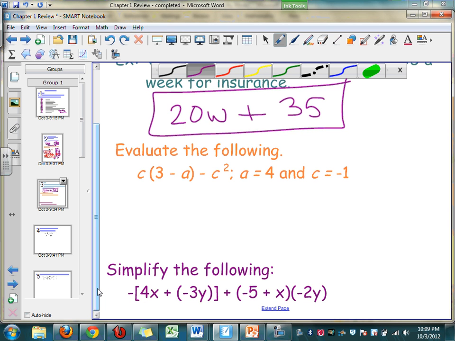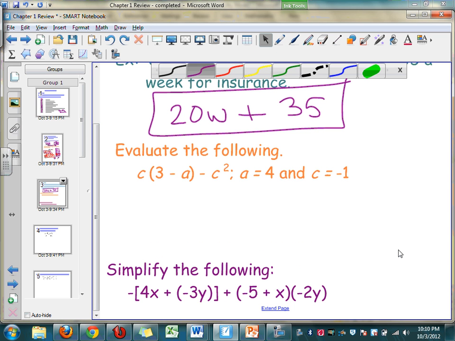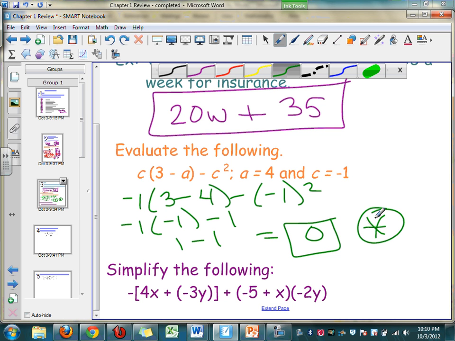Okay? Now, evaluate the following. If you look at the worksheet for tonight, this is like problem number 17. So evaluate the following: C times 3 minus A minus C squared. I give you A is 4 and C is negative 1. And you're going to plug in what you know. So what I know is going to be that C is negative 1, 3A is going to be 4, minus C squared, and that's going to be negative 1 squared. Please put parentheses around the negative 1. So that's going to give me negative 1 times 3 minus 4, which is negative 1. Minus 1 times negative 1 times negative 1 is 1. Negative 1 times negative 1 is 1. Minus 1 is 0. Now, I guarantee I'm going to get somebody on this because you're not going to do order of operations correctly, and this is all this is.